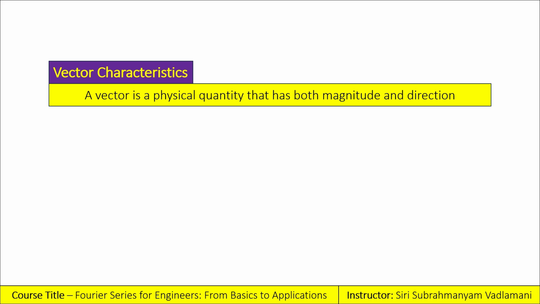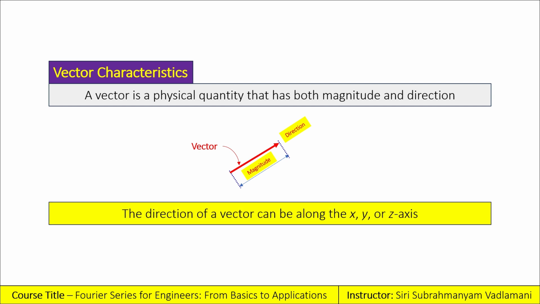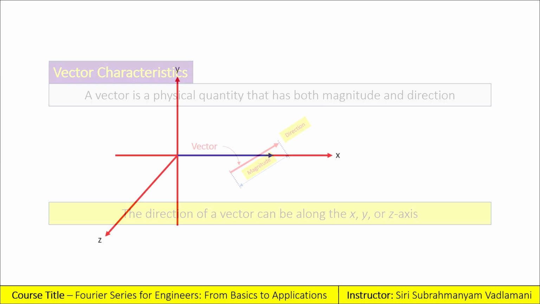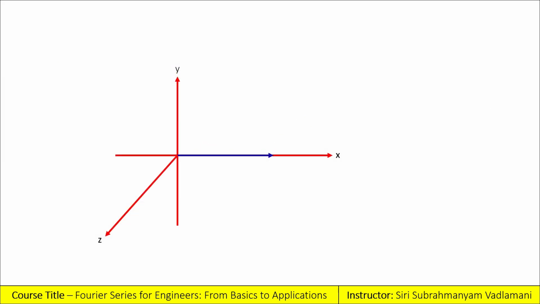On the other hand, a vector is a physical quantity that has both magnitude and direction. Mathematically, vectors are expressed using their magnitude and the direction in which they act. The direction of a vector can be along x, y, or z axis. For instance, the quantity force has both a magnitude and a specific direction, say along the x axis. This is similar to how Earth's gravitational force always acts towards its center.